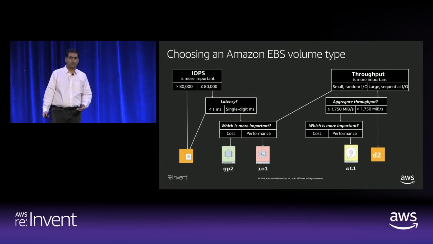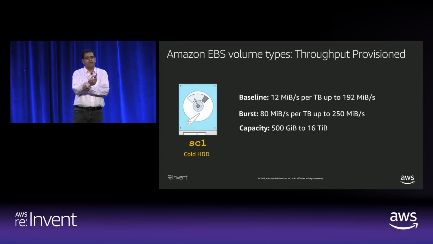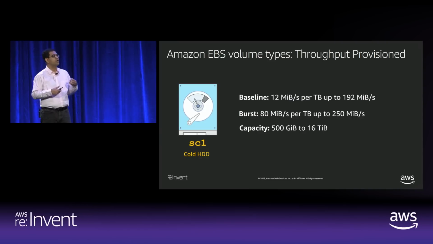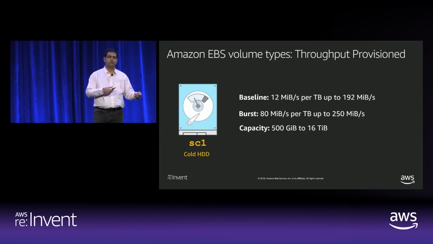Okay, what if cost is more important? Then the answer is cold HDD, or SC1, right? So what does cold HDD look like? Cold HDD starts with a baseline of 12 megabytes per second per terabyte, going all the way up to 192 megabytes per second, with a burst going from 80 to 250 megabytes per second. Again, the entry capacity is 500 GB, going all the way up to 16 terabytes.